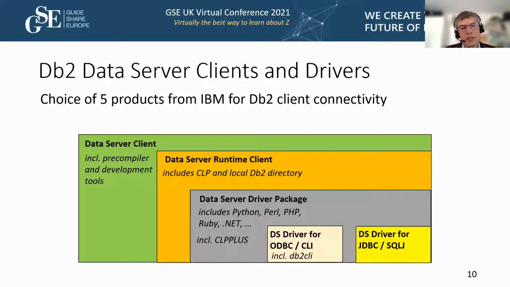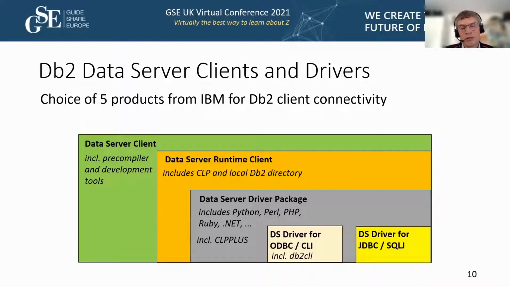And you would get some additional tooling, which is helpful if you want to catalog or configure your database connections. To be more precise, you do not have the catalog command within the data server driver package, but you would have a similar command, which is named DB2 CLI or CLP Plus, which is another command tool, which would help you to catalog your database connections to the remote databases.